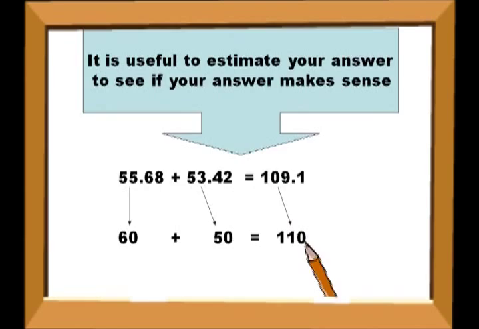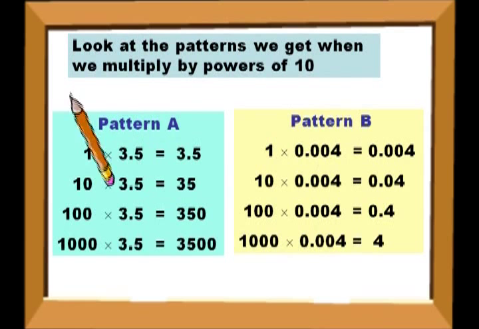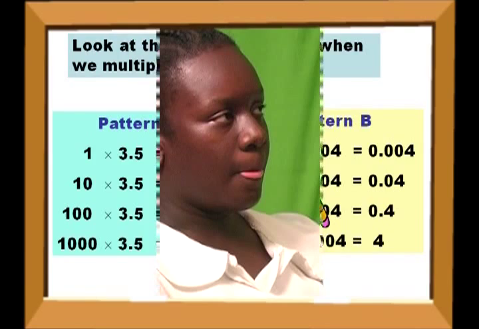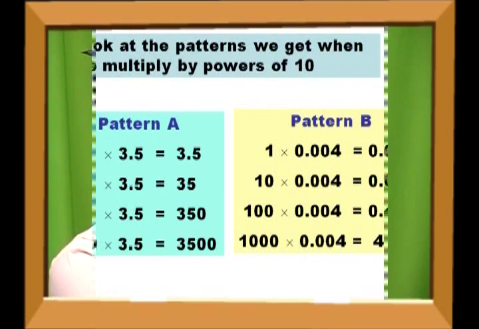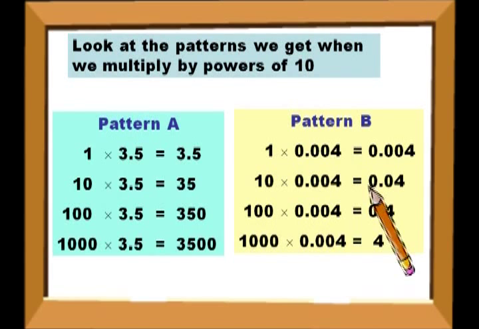Look at the patterns we get when we multiply by powers of 10. Pattern A: 1 times 3.5 equals 3.5. 10 times 3.5 equals 35. 100 times 3.5 equals 350. 1,000 times 3.5 equals 3,500. Pattern B: 1 times 0.004 is 0.004. 10 multiplied by 0.004 equals 0.04. 100 multiplied by 0.004 equals 0.4. 1,000 multiplied by 0.004 equals 4.